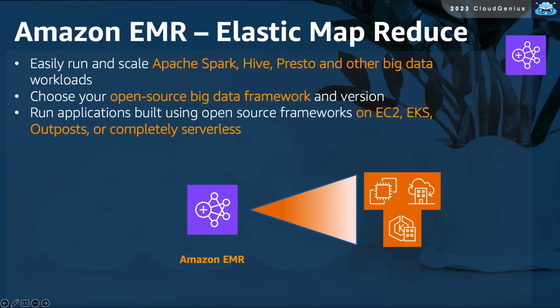Amazon EMR provides seamless integration with various big data tools and frameworks. It supports popular open-source software like Apache Spark, Apache Hadoop, and Apache Hive, allowing you to leverage the capabilities of these frameworks without worrying about infrastructure management.